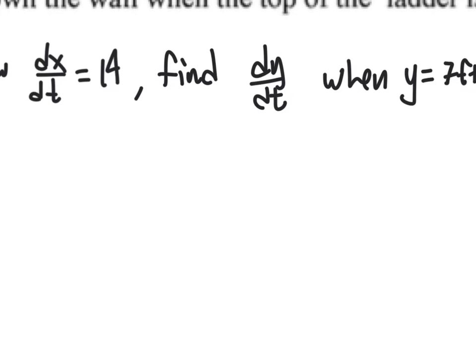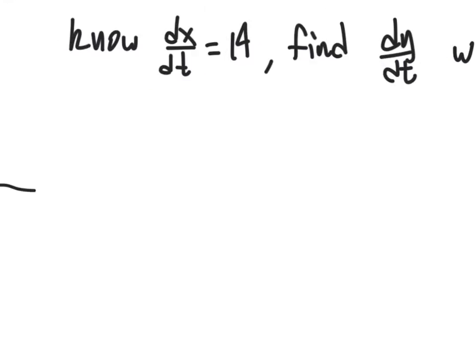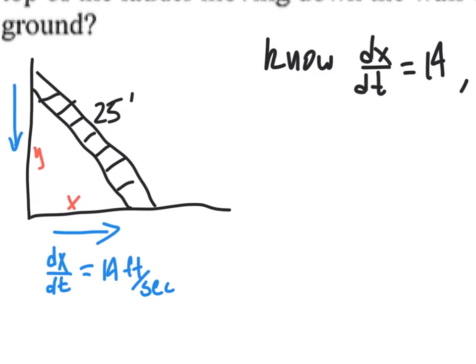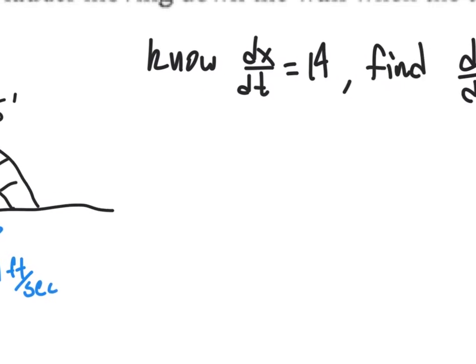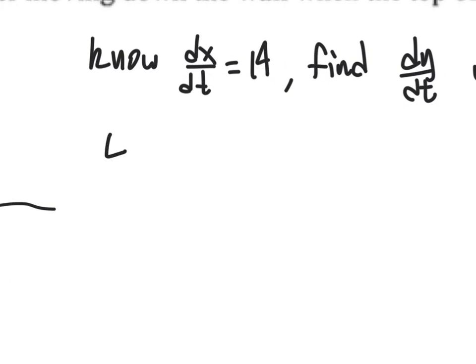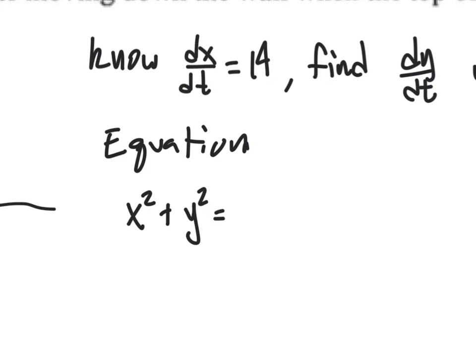So let's think about something here. Is there an equation that we could write that relates the three sides of a right triangle? The answer is yes. We know that by my friend the theorem, and that friend is Pythagoras. So I'm going to write that x squared plus y squared is equal to 25 squared.